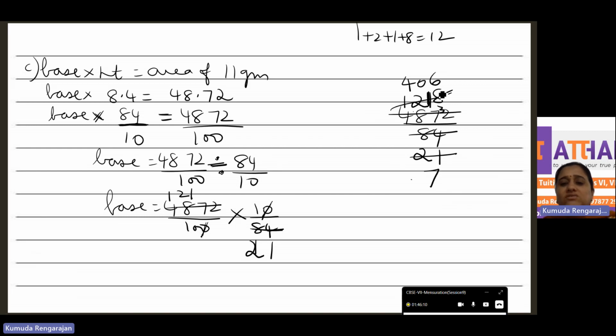Now we don't know if 406 is divisible by 7. So what you do? You divide like this and see. 7 5s are 35. 5 is the remainder. 6 comes down. 7 8s are 56. It is divisible. So 7 1s are 7, 58 times.